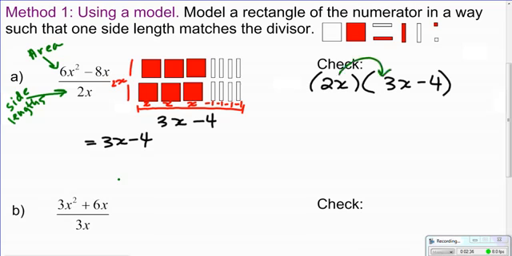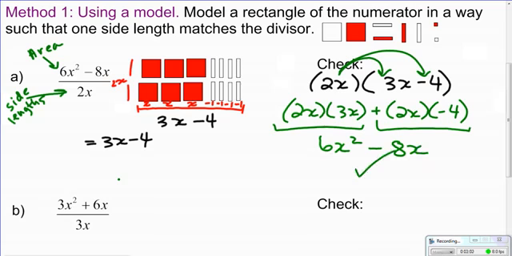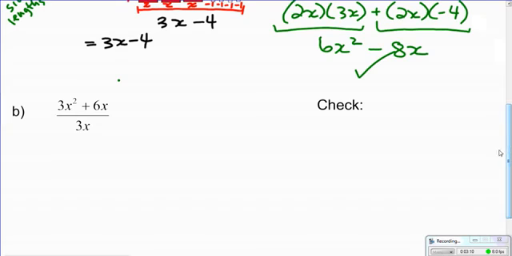Okay, so 2x times 3x gives us 6x squared, and then we're going to go 2x times -4. So when we multiply this out, we get 6x squared, and positive 2 times -4 gives us -8x. So 6x squared minus 8x is the same. Yay, we did it. Okay, we're going to build the second one and do the exact same thing.